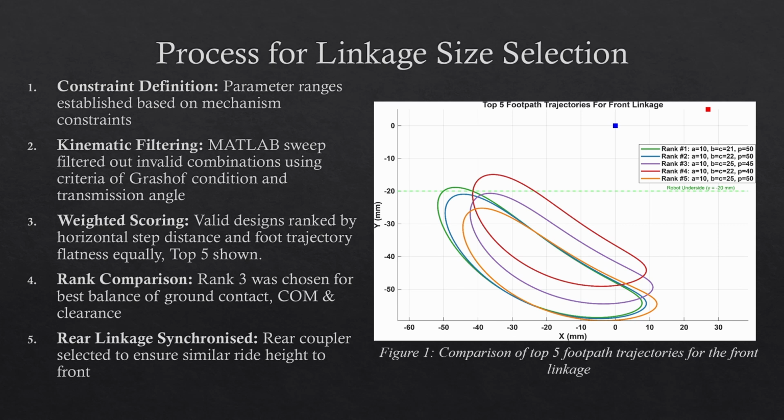From this, the top 5 ranked were compared, and it was found that rank 3, which is a purple trajectory, had the best balance of ground contact, center of mass, and clearance. Finally, the rear linkage was synchronized, where the rear coupler was selected to ensure a similar ride height to the front. Keep in mind that at a given time, the front left foot and rear right foot would be touching the ground and vice versa.